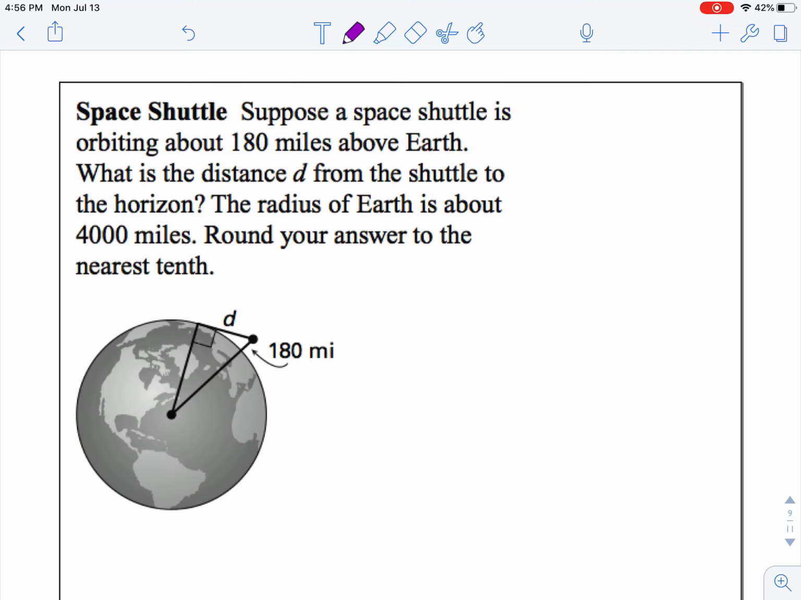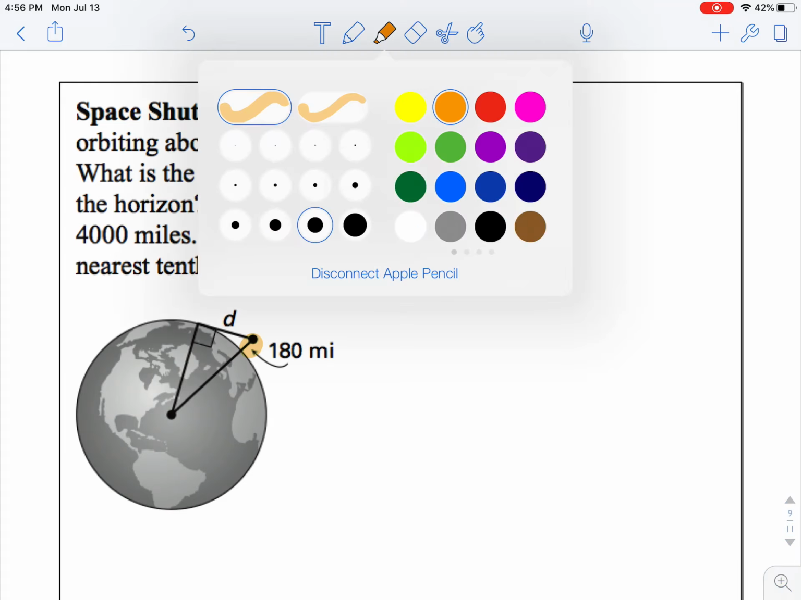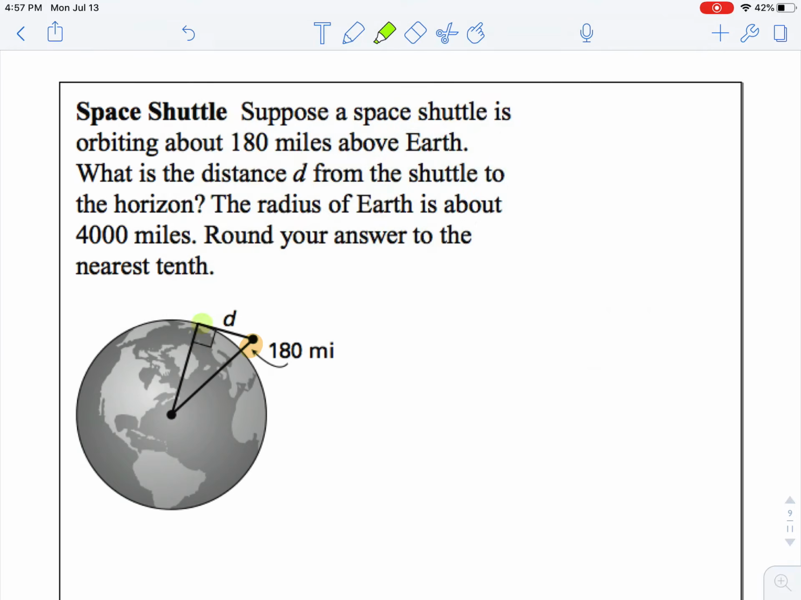Okay, here's another additional example. It says, suppose a space shuttle is orbiting about 180 miles above the Earth. So what we have here is that little orbit right there above the Earth, where d is the distance. What is the distance d from the shuttle to the horizon? So what we're trying to find here is this distance d right there. What is that if the radius of the Earth is about 4,000 miles?